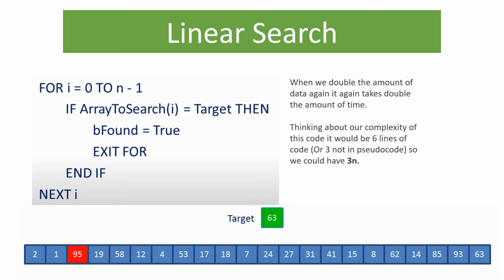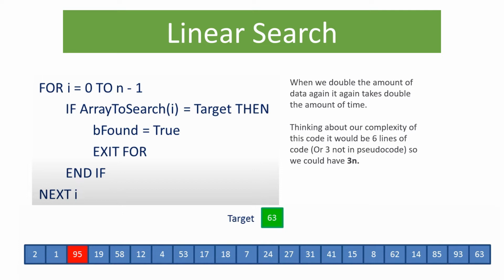So thinking about our complexity and the worst case scenario, and we've got 6 lines of code, this would give us a complexity of 3n. If we forget the end if and the next i, and the exit for, we've got 3 lines of code. Each of those are going to be repeated a number of times. We don't know how many times that's going to be, so we represent that as 3n.